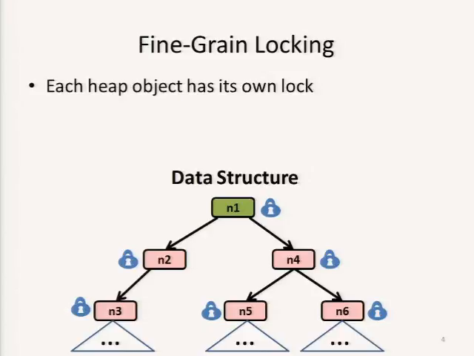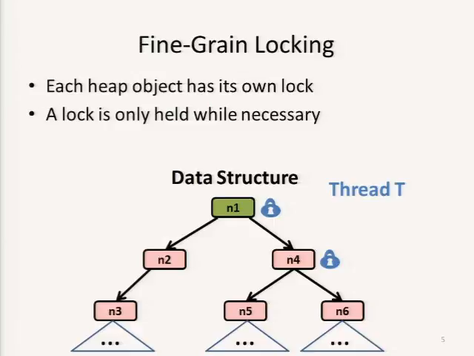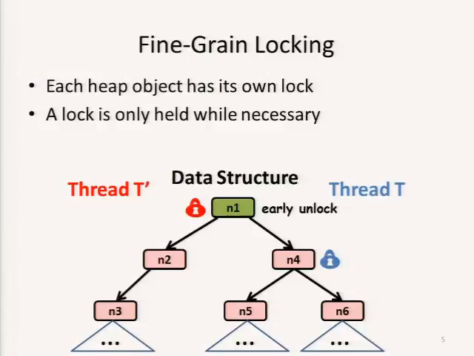There are many ways to create fine-grain locking. In this work, we want to create fine-grain locking in which each heap object has its own lock. So if this is the data structure and N1 is an object, we want N1 to have its own lock, and all the other objects to have their own lock. We also want a lock to be held only while necessary. So if, for example, thread T holds some locks, we want it to release locks as soon as possible, so other threads like thread T prime can also work simultaneously on the same data structure. By doing this, we want many threads to work on the same data structure together.